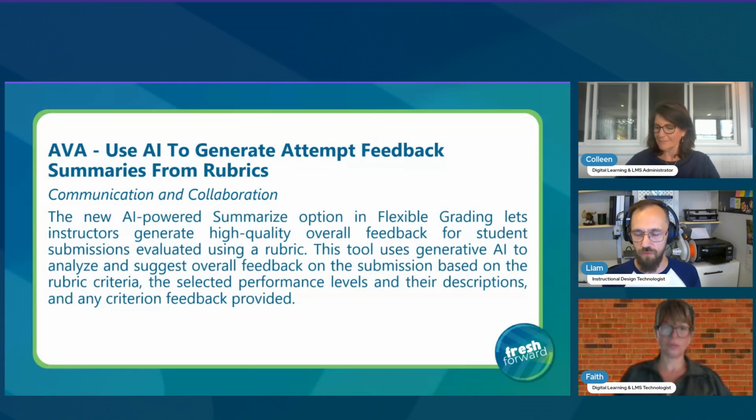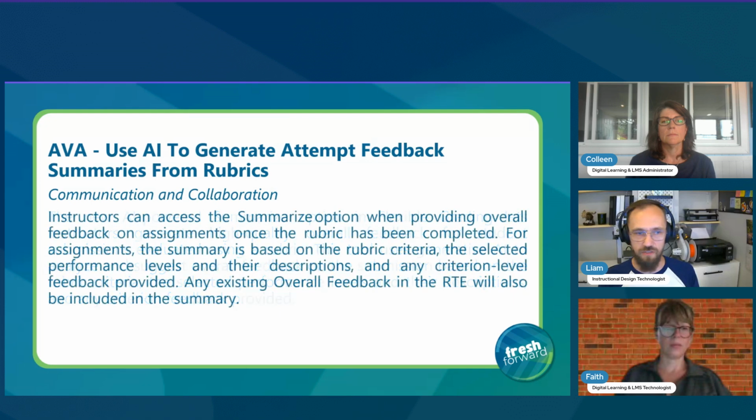Feel free to pause this if you want to take notes, but the new AI-powered summarize option in flexible grading lets instructors generate high-quality overall feedback for student submissions evaluated using a rubric. This tool uses generative AI to analyze and suggest overall feedback on the submission based on the rubric criteria and selected performance levels and their descriptions, as well as any feedback criterion provided. So some good stuff there, just a little bit more.